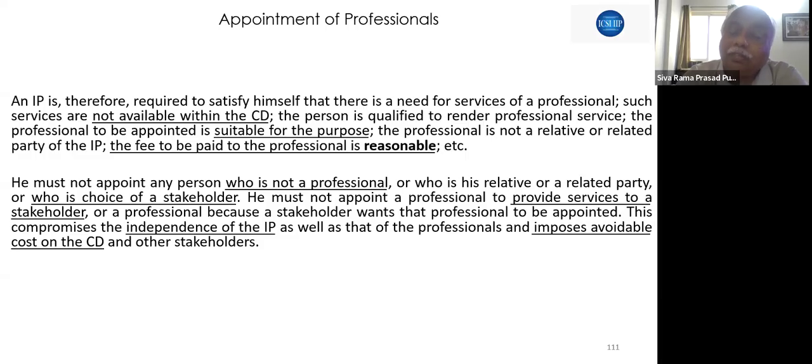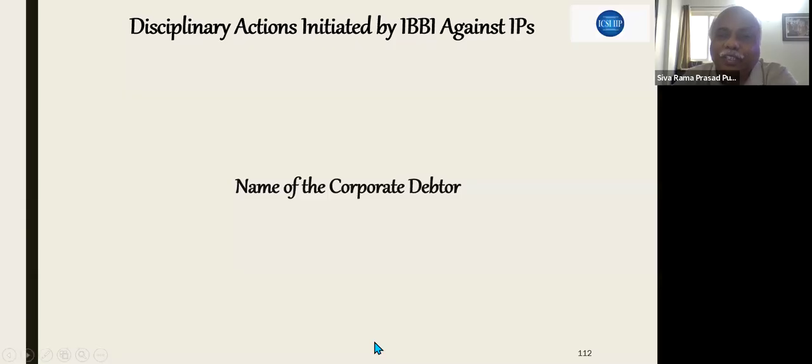He must not appoint any person who is not a professional. Even for the transactional auditor, qualified people are required. He must not appoint a relative or related party, or someone who is the choice of a stakeholder. He must not appoint a professional merely because a stakeholder wants that professional to be appointed. This compromises the independence of the IP, and such professionals impose avoidable costs on the CD and other stakeholders. So this type of incident is happening. That is why IBBI issued a circular in this regard.